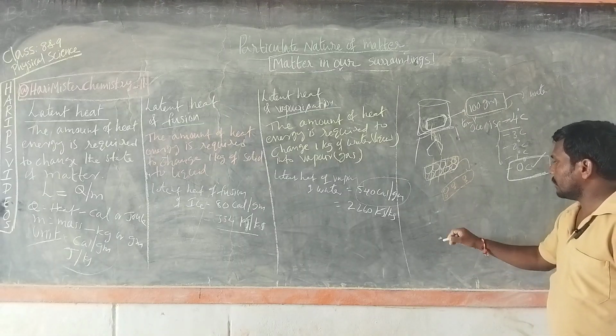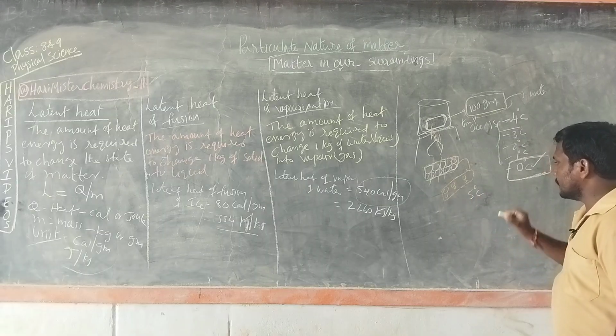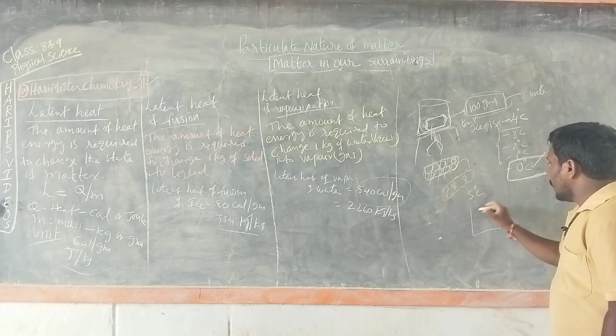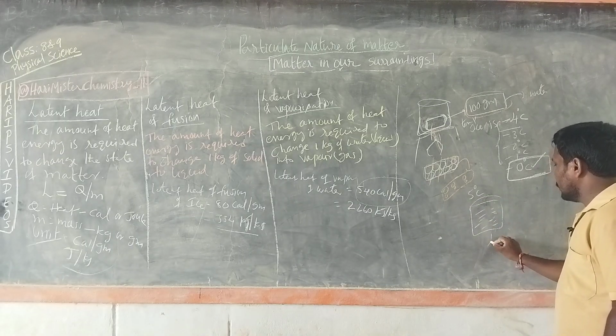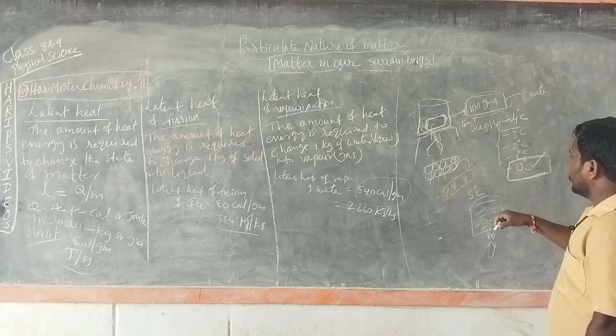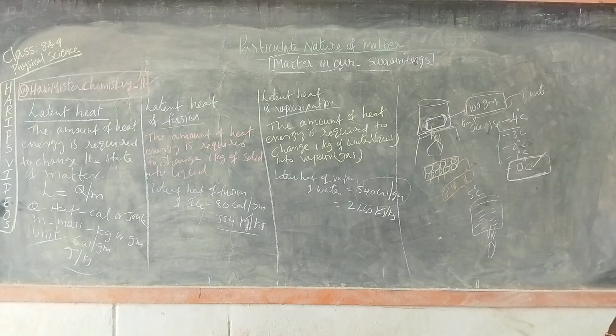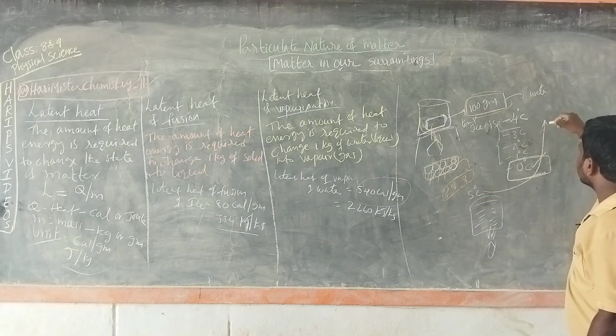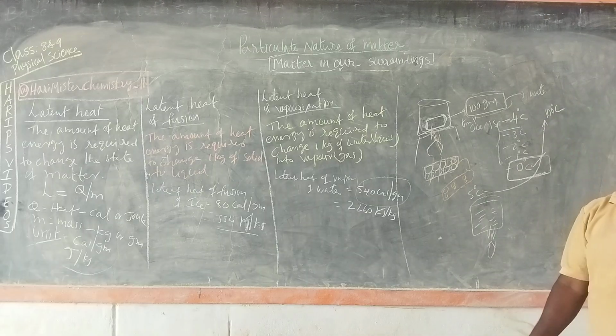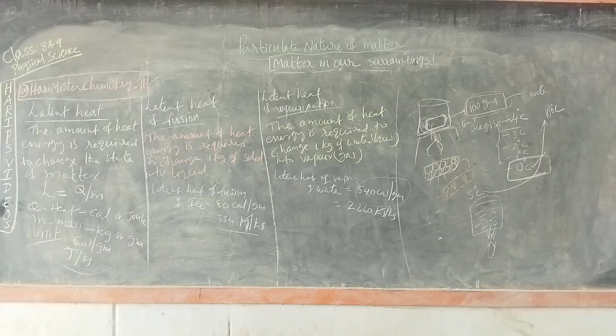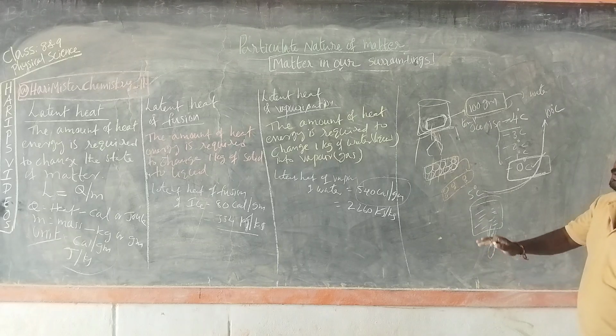Here also the same happens. So if you take the water at 5 degrees centigrade, so on continuous heating and supplying heat energy, the temperature goes on increasing up to 100 degree centigrade. We know at 100 degree centigrade, the water starts to convert into vapor. So from 5 degree centigrade to 100 degree centigrade, the temperature goes on increasing.